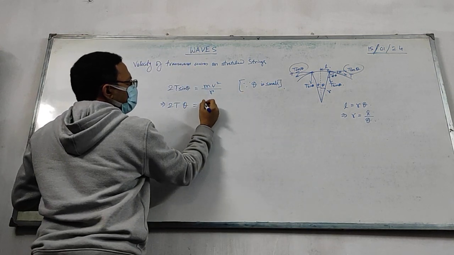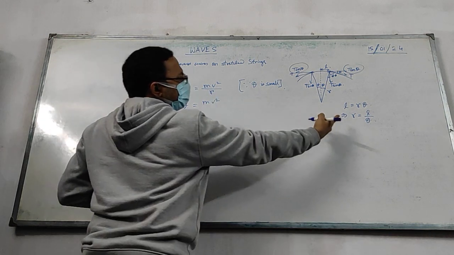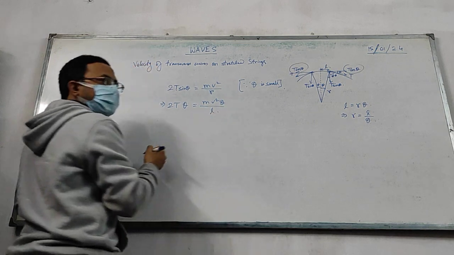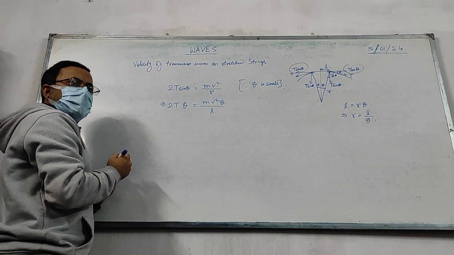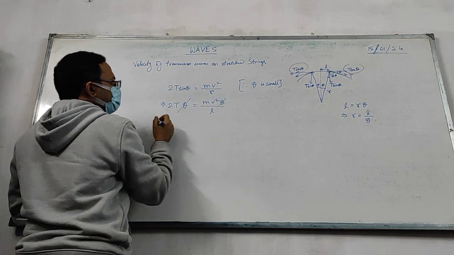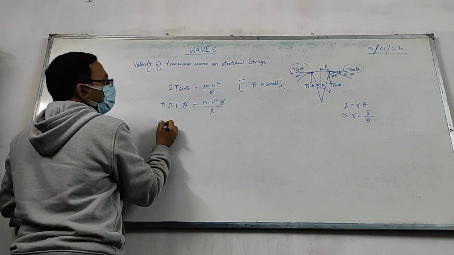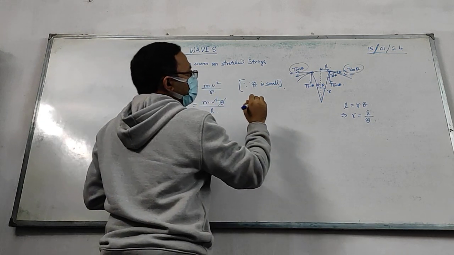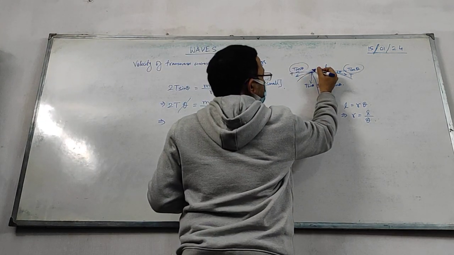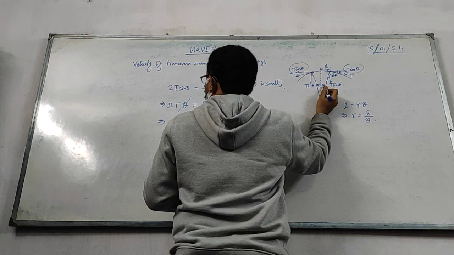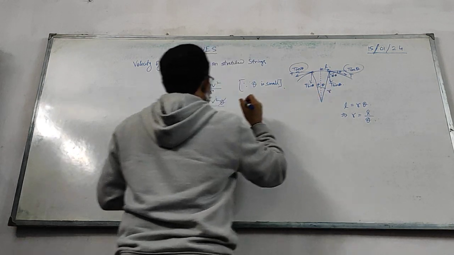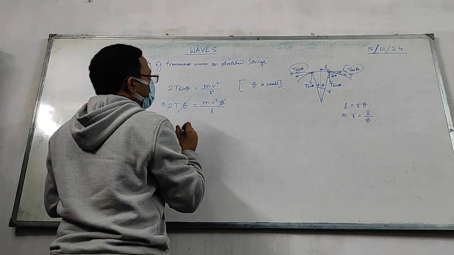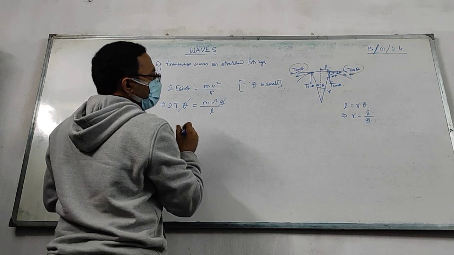So 2T theta equal to mv square by r. R is L by theta, so this will be theta by L. Yes or no? So now theta and theta cancel off from both sides. Oh, there's a small mistake we made. The mistake is this whole angle we are considering, right? This will be the mass due to 2 theta length.